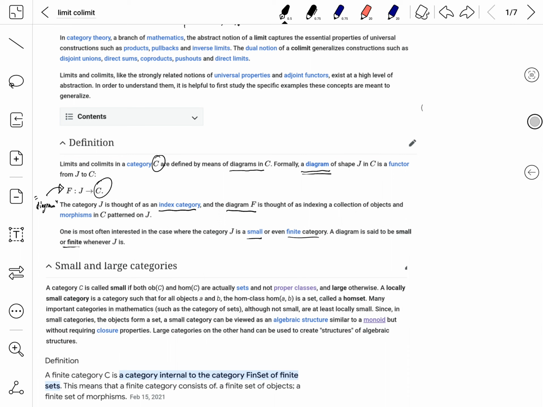So let's quickly recall what is called a small category and a finite category. A category C is called small if both its objects and its hom-sets are actually sets, not proper classes. I mean the collection of all the objects and the collection of all the hom-sets is a set. A finite category is a category consisting of a finite set of objects and a finite set of morphisms.